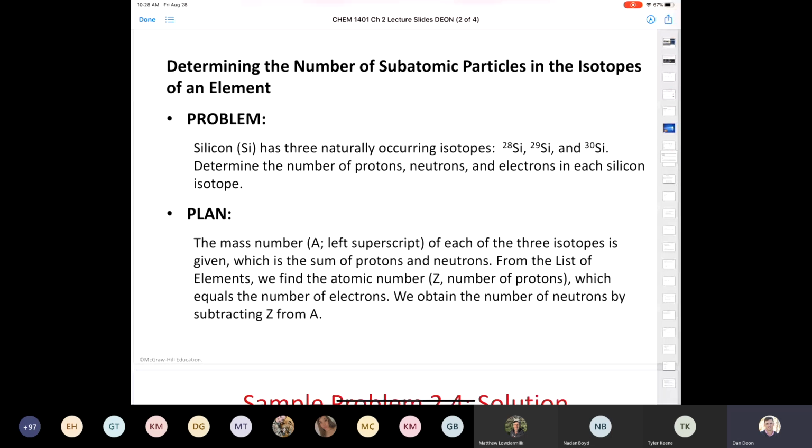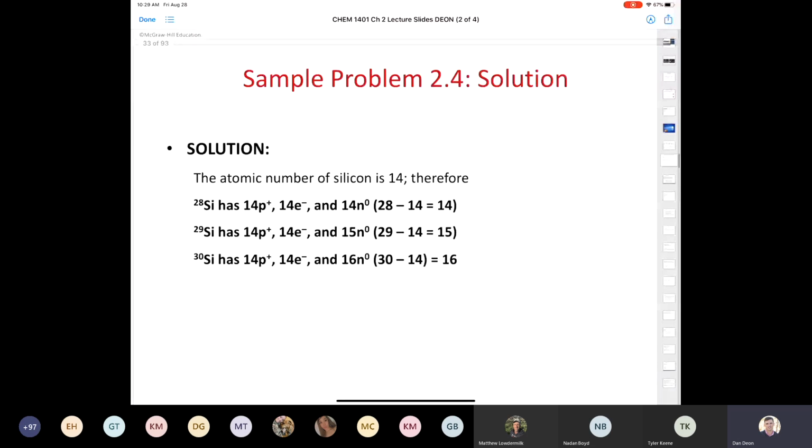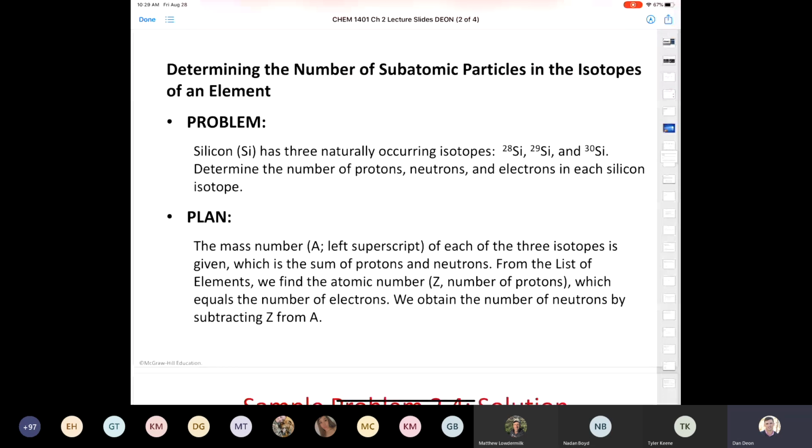It says silicon, which is abbreviated Si, has 3 naturally occurring isotopes, silicon-28, silicon-29, and silicon-30. Determine the number of protons, neutrons, and electrons in each silicon isotope. I hope, did I put the answer there? Oh, fiddlesticks. I don't like having the answers. Okay. All right, so let's take a looky here. So let's start with silicon-28. Why don't we just do that one, and then you can figure out the rest.